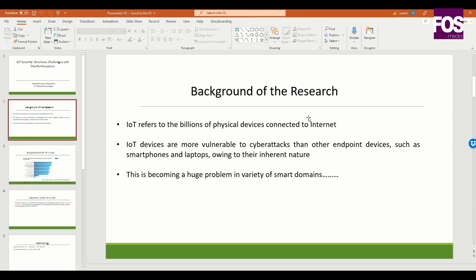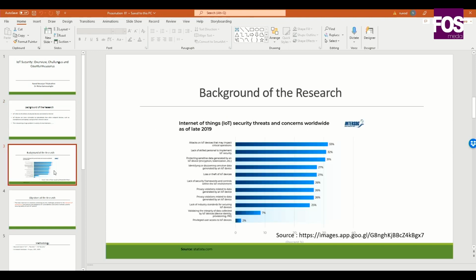So this is becoming a huge problem for the time being in a variety of smart domains like smart cities, smart medical hospitals, transportation and surveillance, kind of all the smarter domains. As I have obtained from the internet, as you can see, these are the statistics regarding IoT security as of 2019. Most critical infrastructure like smart grids and power plants are powered by IoT, and if something happens, it will jeopardize the security of the entire facility.